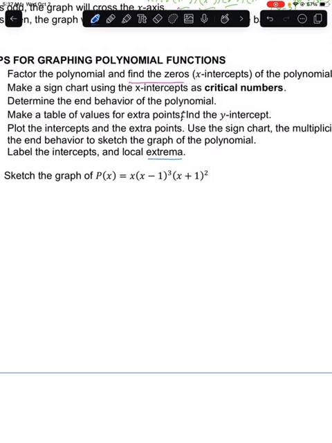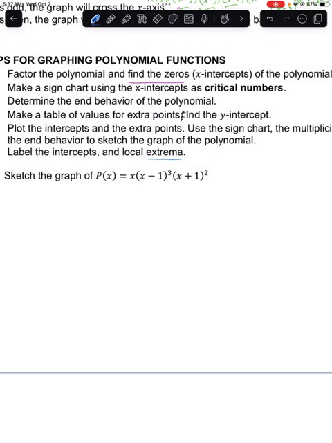Okay, so we have to sketch the graph of this function. This is already in factored form, so one step is done for us, because at this moment you only know how to factor a quadratic, or sometimes a fourth degree, but how to factor a cubic or a fifth degree or a sixth degree, or higher degree polynomial, that's something we have to learn.